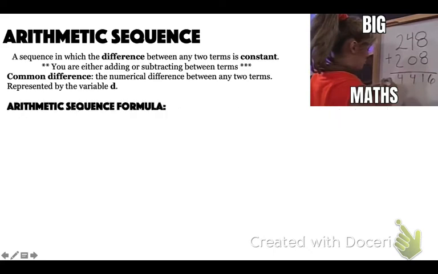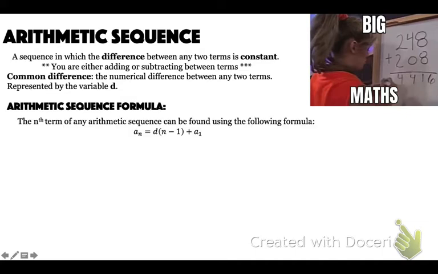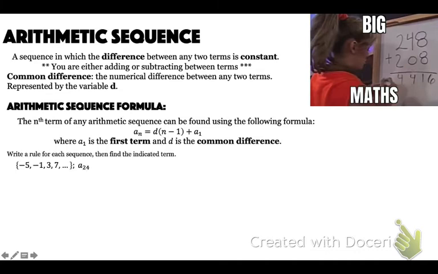Okay, so there's a formula to find the nth term. The nth term of any arithmetic sequence can be found using this formula: a sub n equals d, which is the common difference, times n minus 1, plus a sub 1. So a sub 1 is the first term, and d is the common difference. And n is the term that you're trying to find, or the term number, okay?